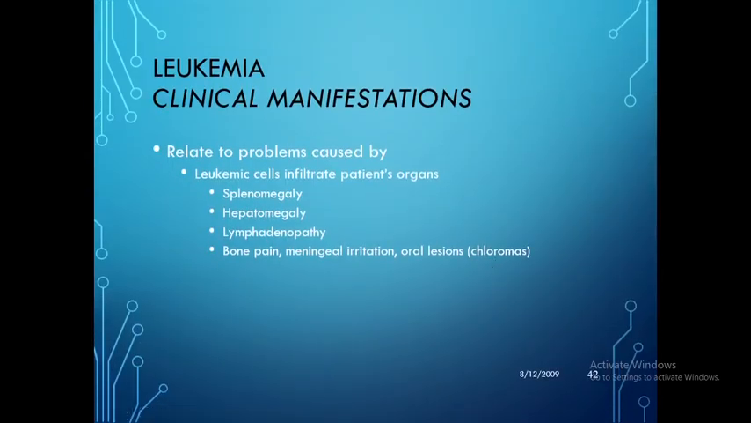Then there are the problems caused by leukemic cell infiltration of the patient's organs. When the leukemic cells infiltrate the organs, there might be other problems like splenomegaly, hepatomegaly, lymphadenopathy, bone pain, meningeal irritation, and oral lesions.